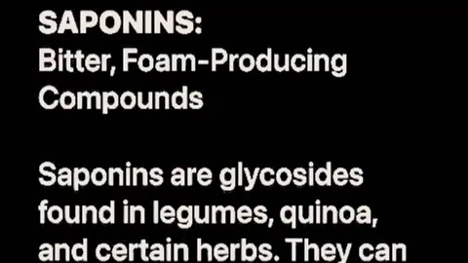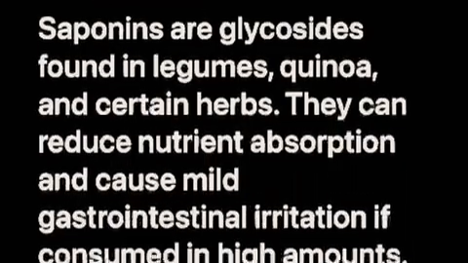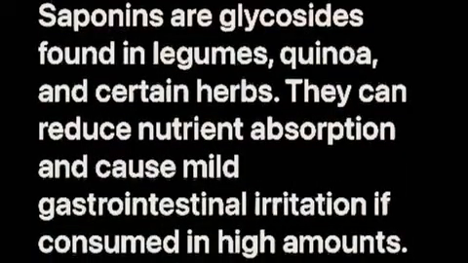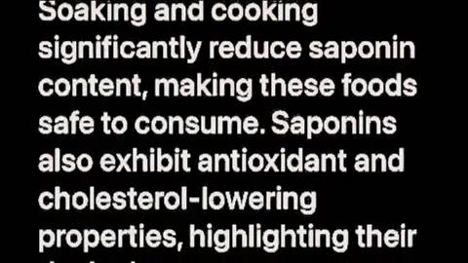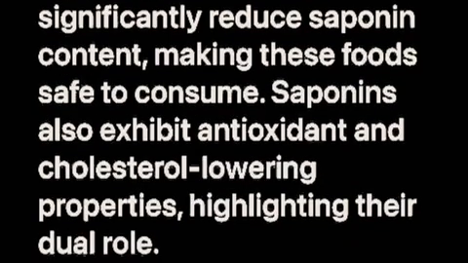Saponins, bitter, foam-producing compounds. Saponins are glycosides found in legumes, quinoa, and certain herbs. They can reduce nutrient absorption and cause mild gastrointestinal irritation if consumed in high amounts. Soaking and cooking significantly reduce saponin content, making these foods safe to consume. Saponins also exhibit antioxidant and cholesterol-lowering properties, highlighting their dual role.